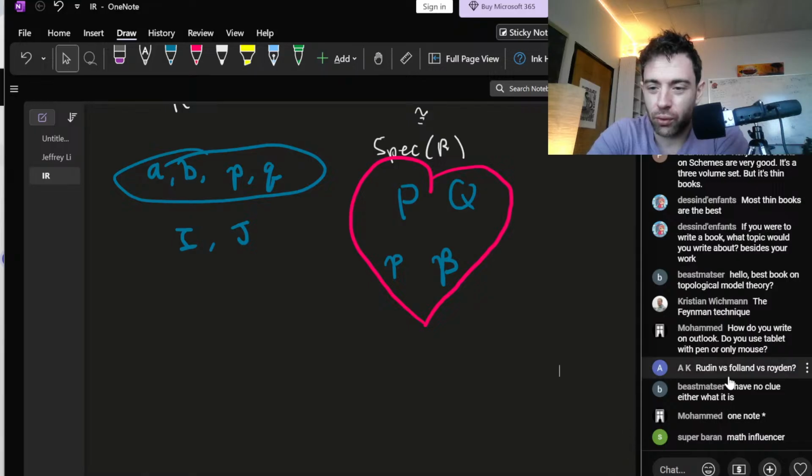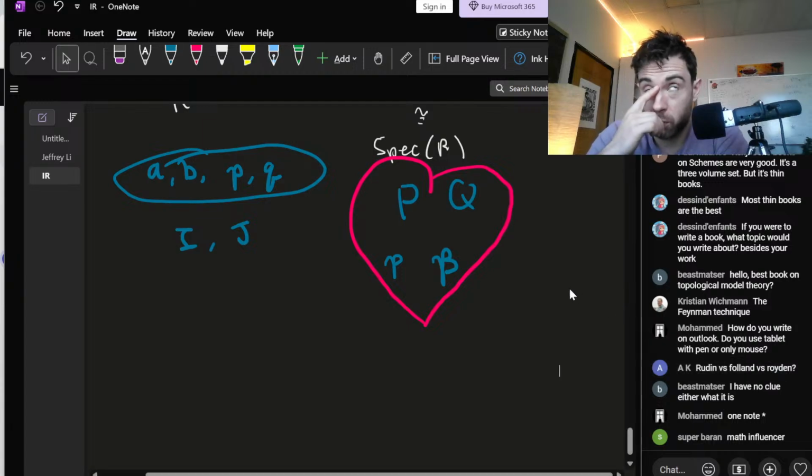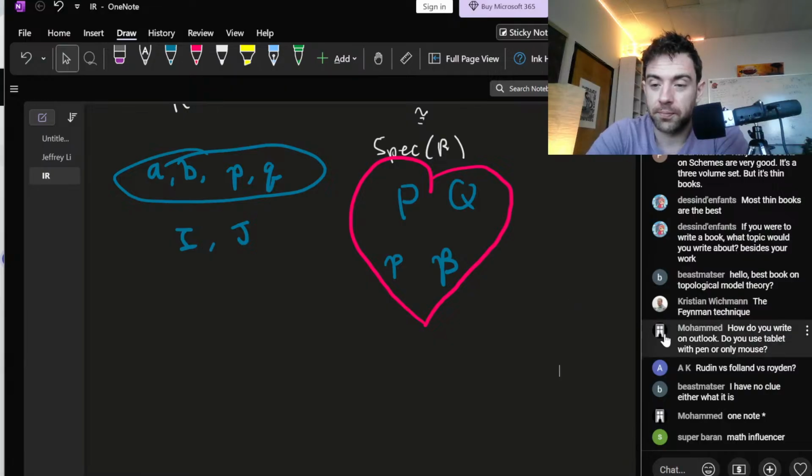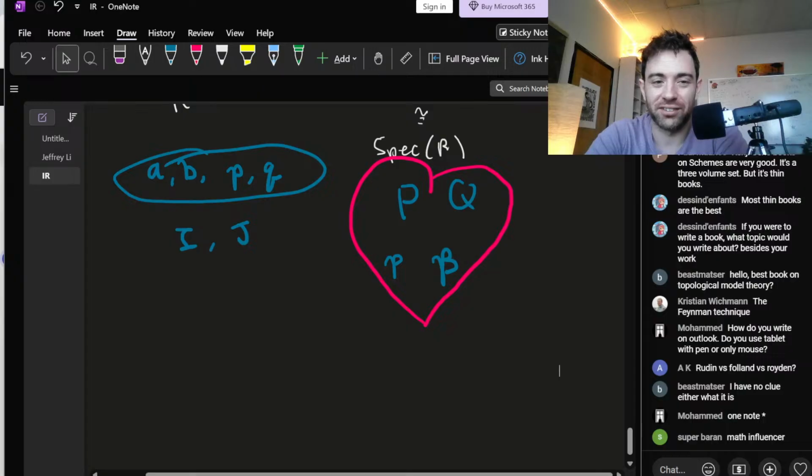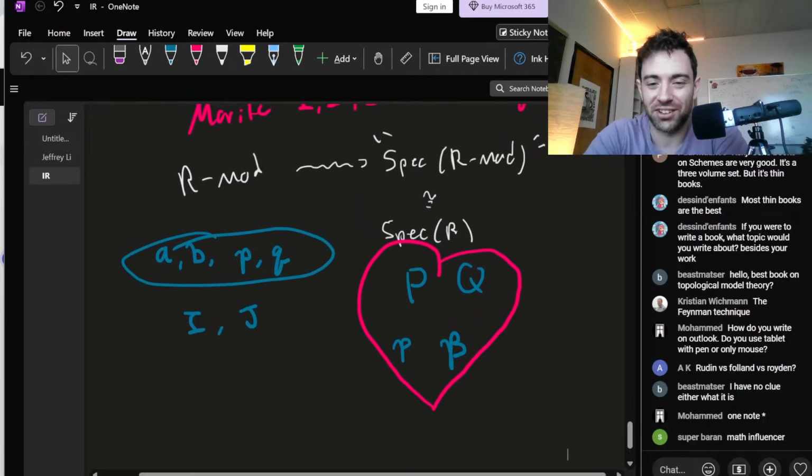Rudin versus Folland versus Royden. I don't know. I've really only looked seriously at Rudin. I've opened Folland. I don't think I've ever even opened Royden. You have no clue what it is either? Okay, well, then you've got to find someone who knows.